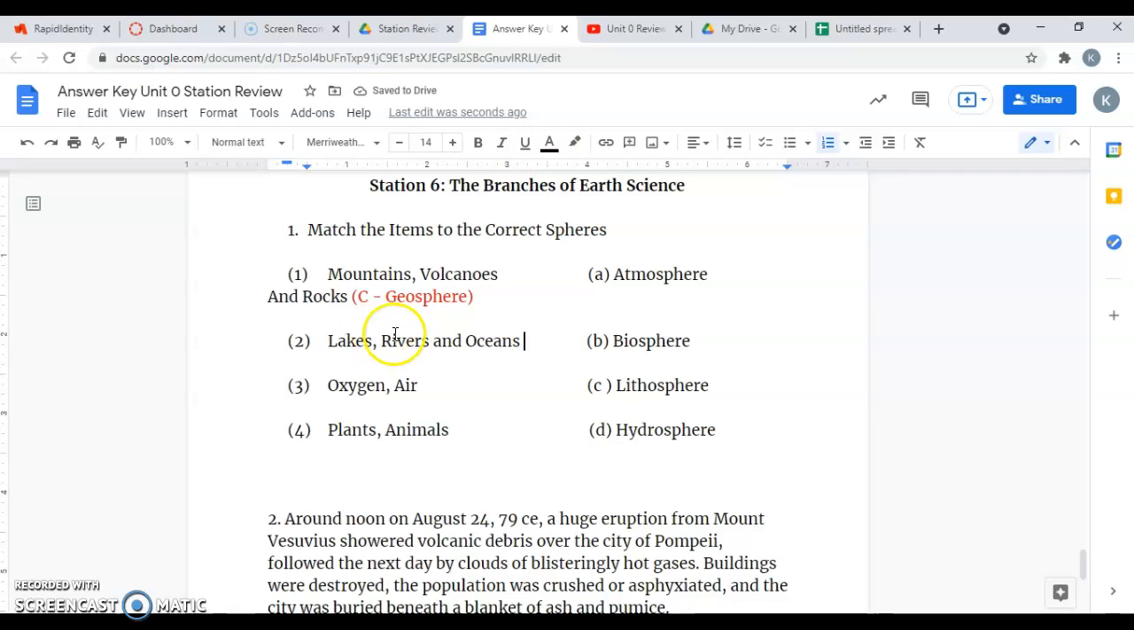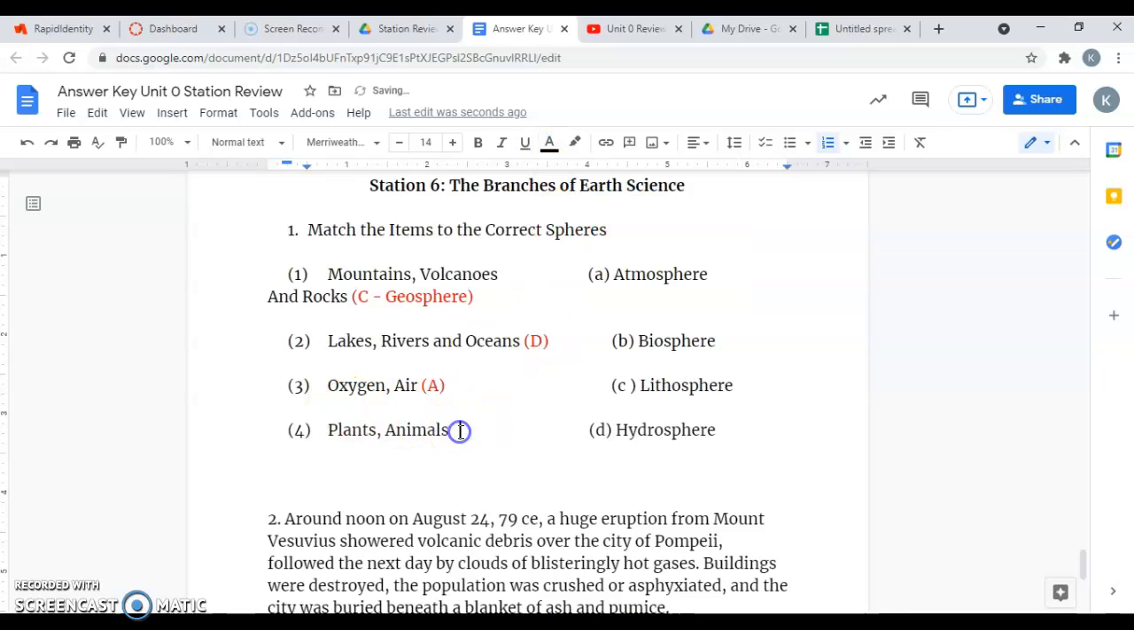2 is lakes, rivers, and oceans. This is the hydrosphere. Okay, so that's D. The hydrosphere are the rivers, the lakes, and the oceans. Oxygen and air, that's the atmosphere. So that's the branch of the earth science.